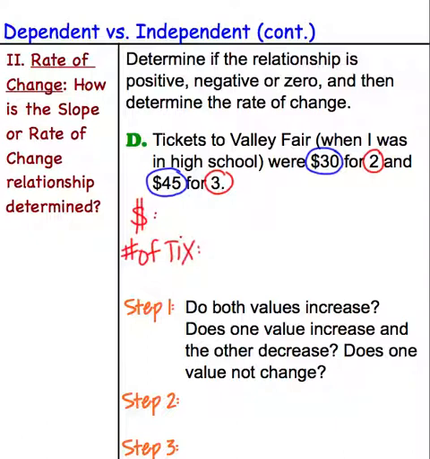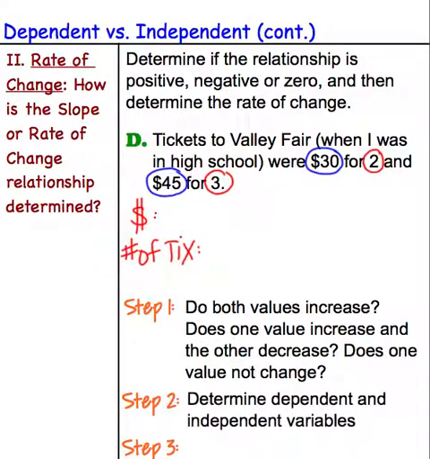Now I'm also going to take a look at my step 2 of determining dependent and independent variables. Well, I see that the number of tickets determines the cost, so therefore that makes the number of tickets our independent variable, because how many we buy is up to us. And that makes this our dependent variable. And remember, dependent is y, independent is x.